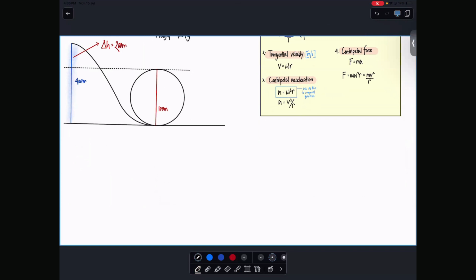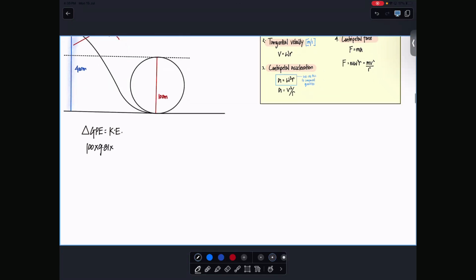So for that, what do we do here? First step is change in GP equals gain in KE. How much is the net change in GP? mg, what's my height here? 200, that's the change, right? Equals KE, which is half mv square. So that will give you the velocity at the top of the loop. It's 60, 62 point something.